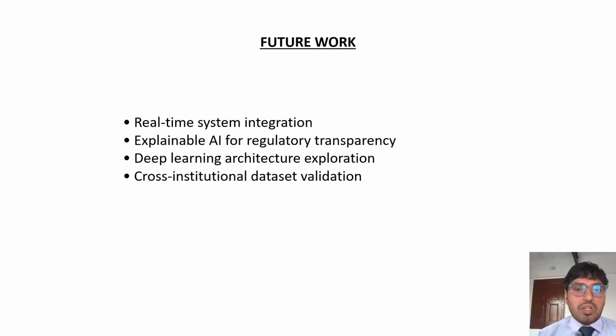Now, future work can focus on real-time integration of the model into banking systems. Explainable AI techniques can enhance regulatory transparency. Advanced deep learning architectures may further improve detection accuracy. Cross-institutional dataset validation is also recommended.